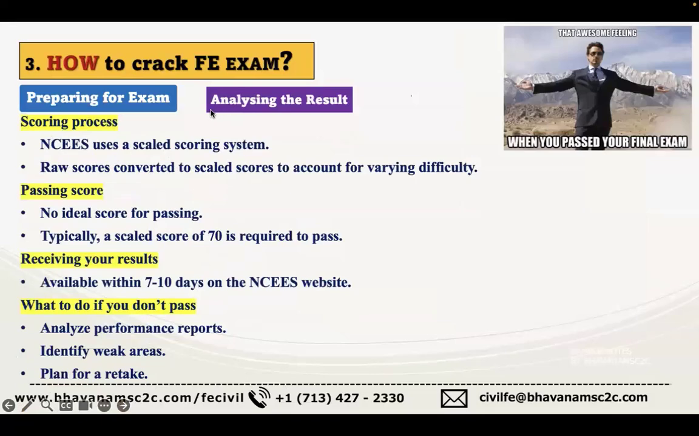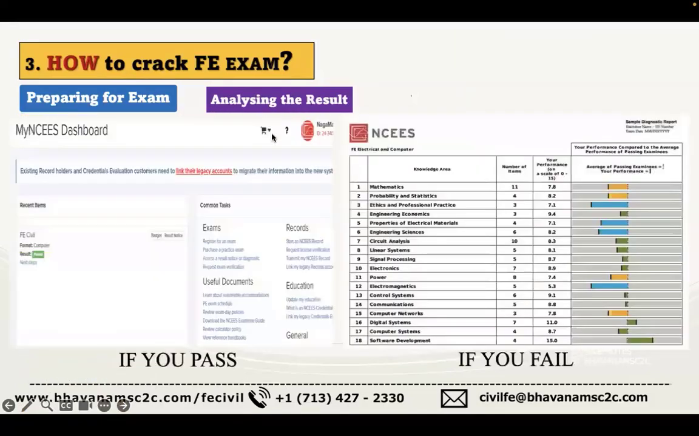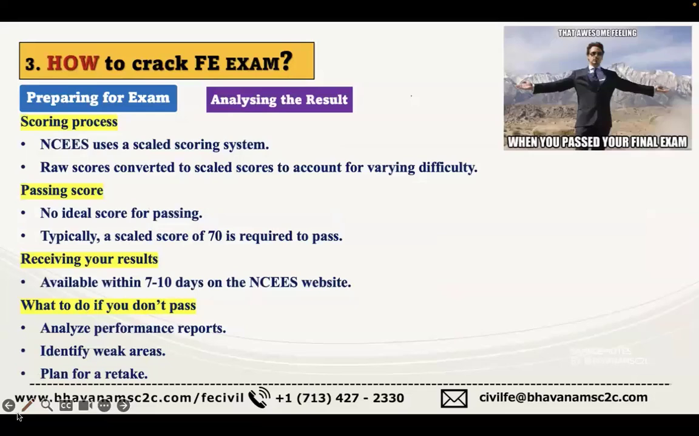So suppose we have finished the exam and now we need to analyze the result. So how to analyze the result? NCEES uses a scaled scoring system. It is not a mark scoring system. It is just a scale. So out of 110, what is your scale? That it will show you.